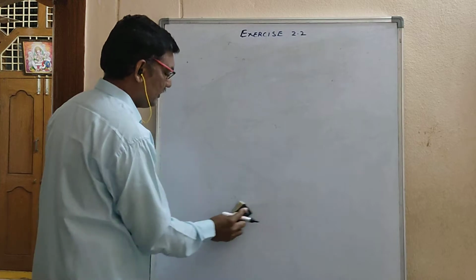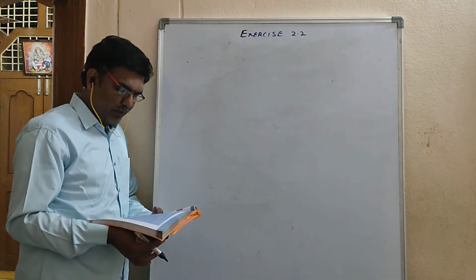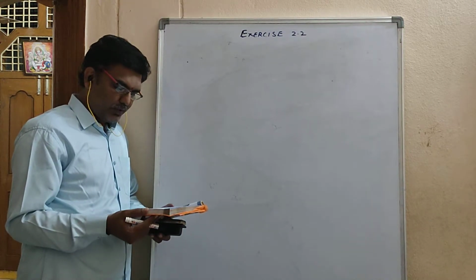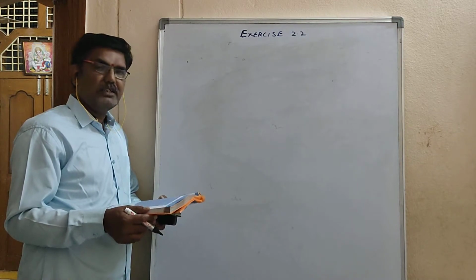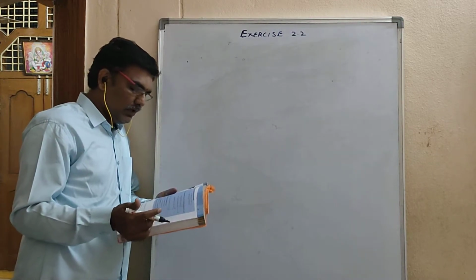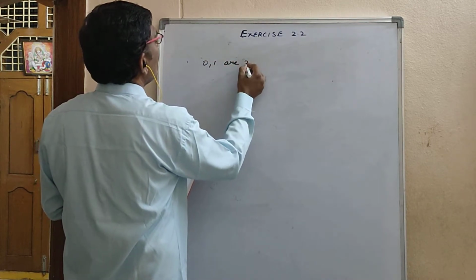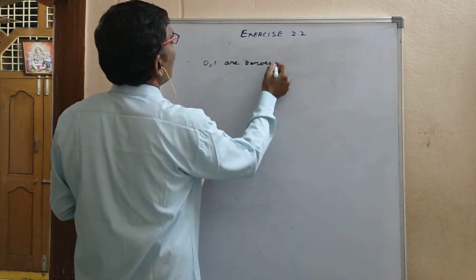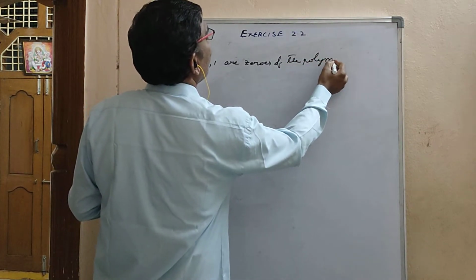Next problem is: if 0 and 1 are the zeros of the polynomial f of x is equal to 2x cube minus 3x square plus ax plus b, find the values of a and b. It is very important for essay questions. What they will give is that 0 and 1 are zeros of the polynomial. So I am writing given.